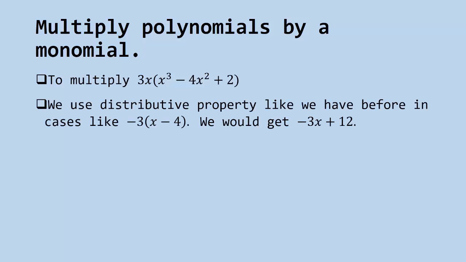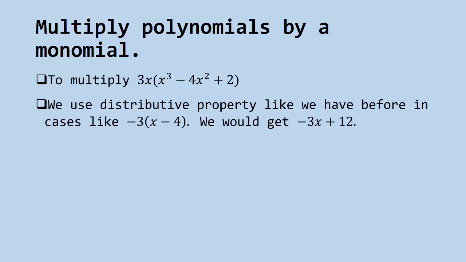In this lesson, we're going to learn to multiply polynomials by a monomial. To multiply 3x times the parenthesis x cubed minus 4x squared plus 2 end parenthesis, we're going to use the distributive property like we have before.